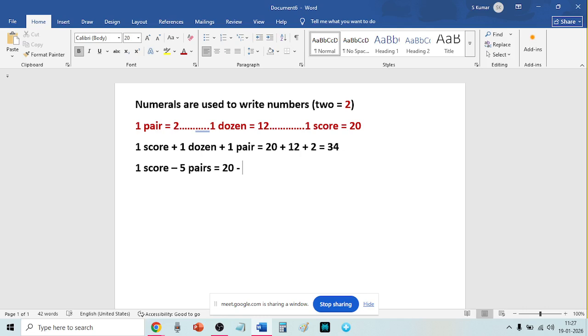What number will I write? Go on talking, don't keep quiet. What number will I write for 5 pairs? One score I have written as 20.